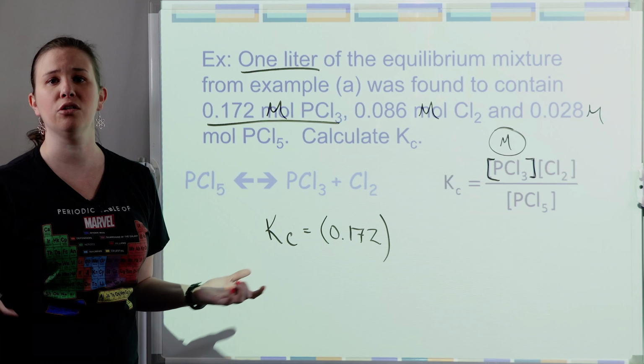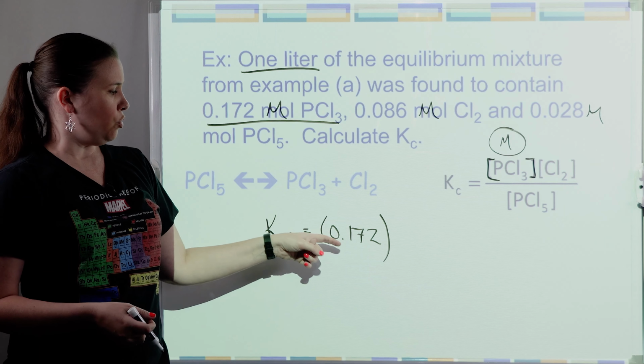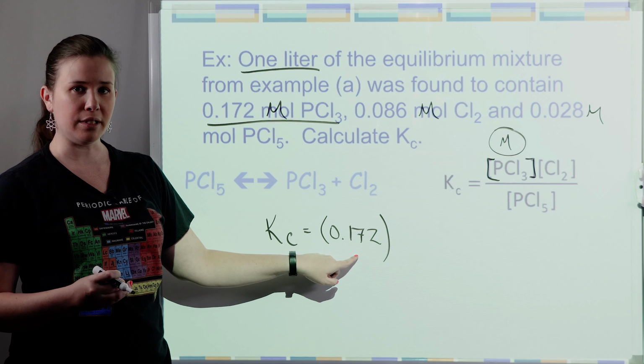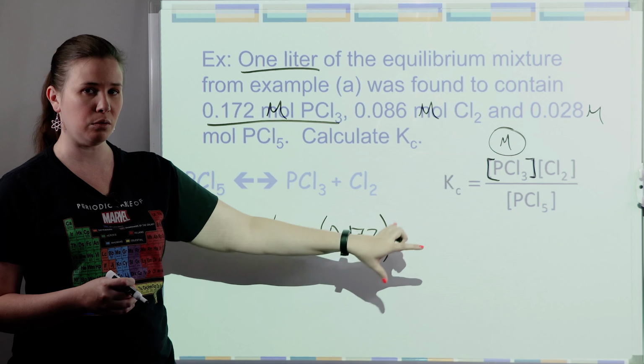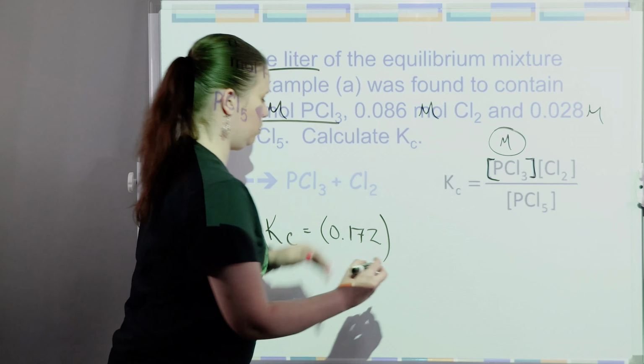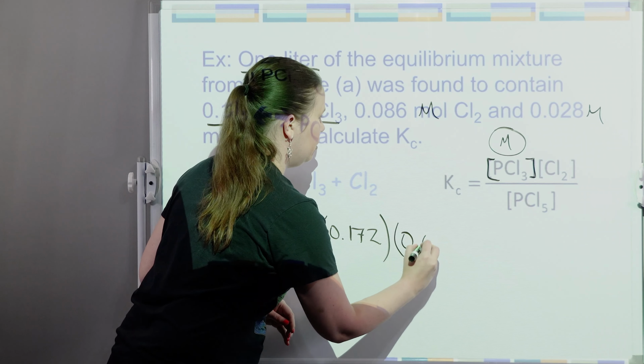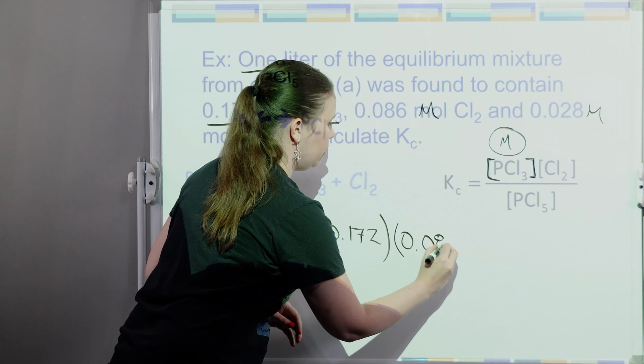Think of it like a percentage. It doesn't really have a unit. So you want to have molarities in order to get the correct answer, but don't worry about tracking the units in order to get a unit for K, because K doesn't have a unit. Okay, next was the chlorine. So the chlorine has a molarity of 0.086 because it is 0.086 moles per 1 liter. And then on the bottom, I'm going to plug in the molarity for the PCl5, which was 0.028.